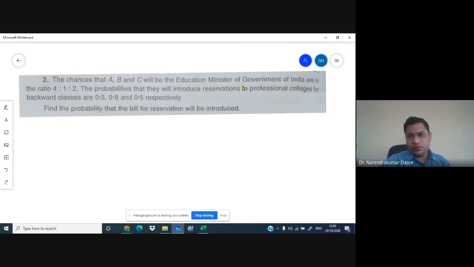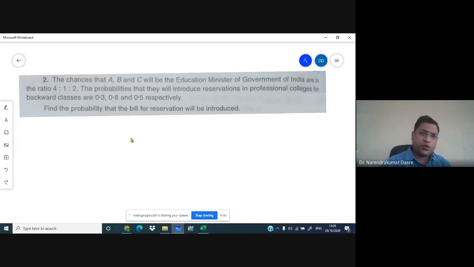So what we have here are the chances that A, B and C will be the education minister of the government of India. The chances of A, B, C are 4:1:2. Then we have the probability that they will introduce reservation in professional colleges for backward classes: 0.3, 0.8 and 0.5 respectively. Now we have to find the probability that the bill for reservation will be introduced.